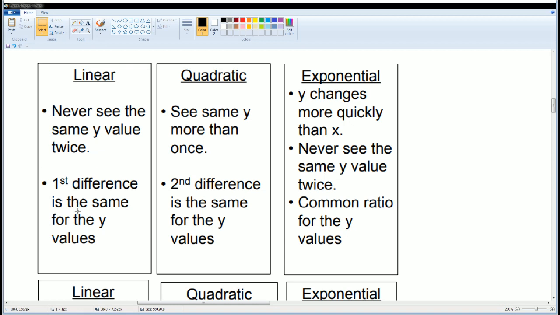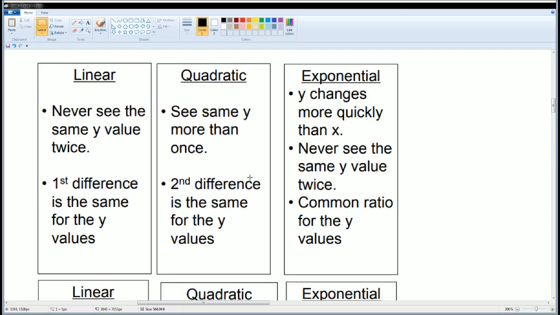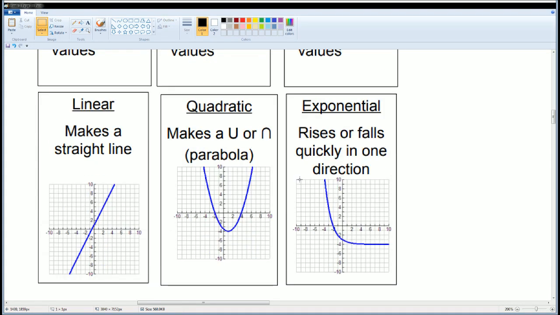Linear, the difference is the same for the value of y. For quadratic, the second difference is the same value for y. For exponential, there's a common ratio. This is just algebraically, if you understand. Here is what I actually would use. It's just graphically. Linear looks like a straight line. Quadratic is a parabola. It looks like a smiley face or a sad face, a U or an N. Exponential will rise or fall quickly in one direction. Okay. It looks like an L.